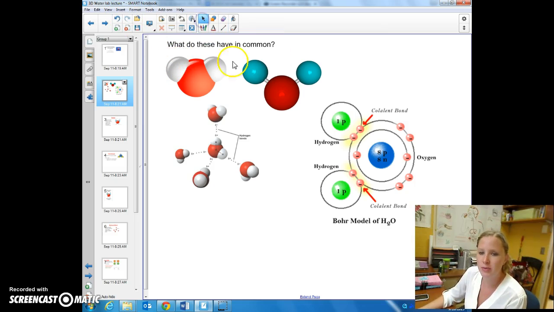So the first question is, what do these have in common? You will notice that they all have an oxygen and two hydrogens. Oxygen, two hydrogens, oxygen, two hydrogens. So they're all water molecules, meaning they have the same properties. They're just different ways to diagram them.